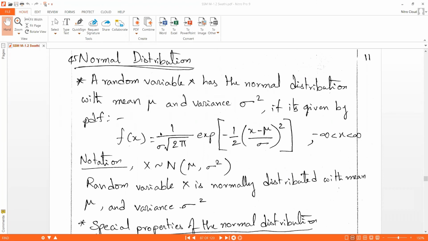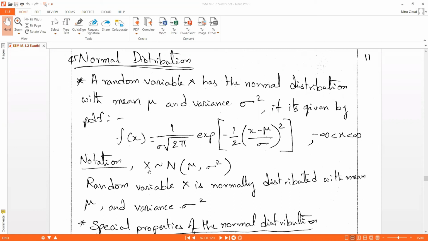Okay, next one is normal distribution. A random variable x has the normal distribution with the mean value mu and variance sigma square (the standard deviation squared) if it is given by f of x equal to 1 by sigma square root of 2 pi, exponential of minus 1 by 2, x minus mu divided by sigma whole square. Okay, that is for minus infinity less than x less than positive infinity.